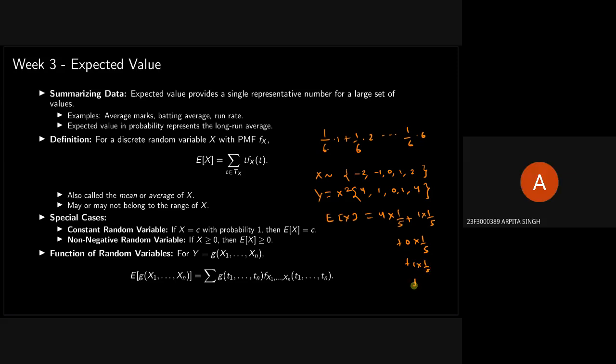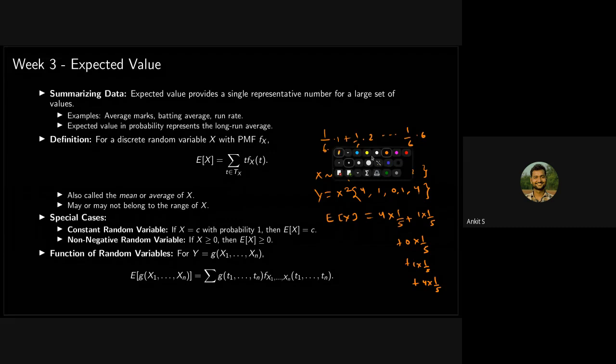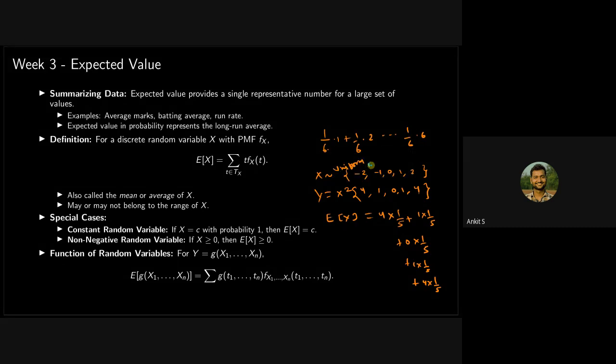Sir, how 1 by 5? I have considered x is uniform in the ranges. So all of the probabilities, this is 1 by 5, this is 1 by 5, and so on. So the probability of getting each of the values of x is just 1 by 5. That's why I have used 1 by 5 here.